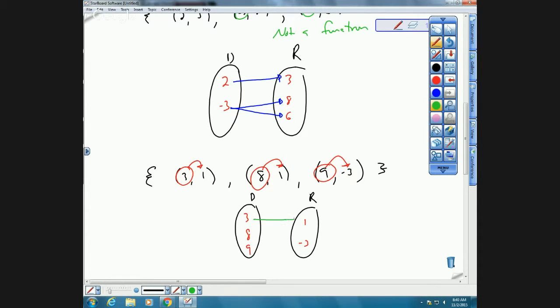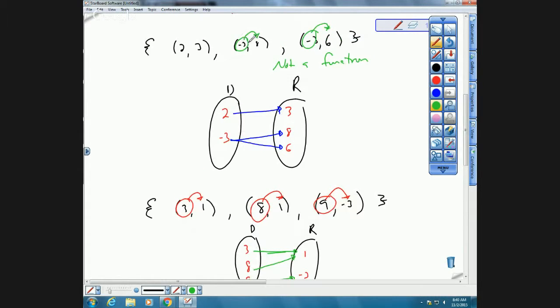So 3 goes with 1, 8 goes with 1, and 9 goes to -3. So all of these only go to one number. So that one is a function. So really what you're looking for here, when it's not a function, you'll see the same number in the domain twice. So you see -3 and then -3. Let's go look at a couple.